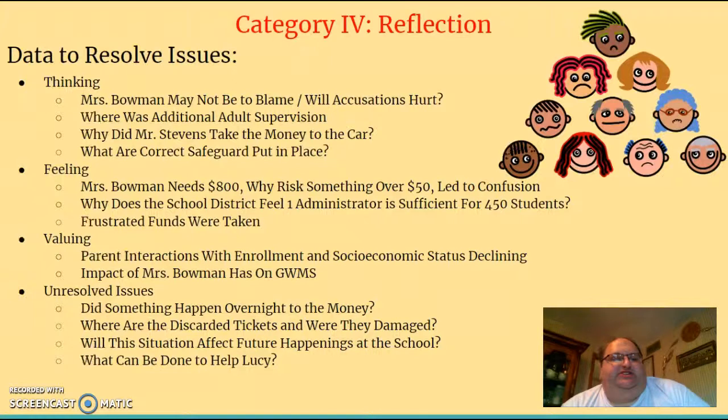So some unresolved issues is, did something happen overnight to the money? Where are the discarded tickets and were they damaged? Will this situation affect future happenings at the school? And what can I do to help Lucy?